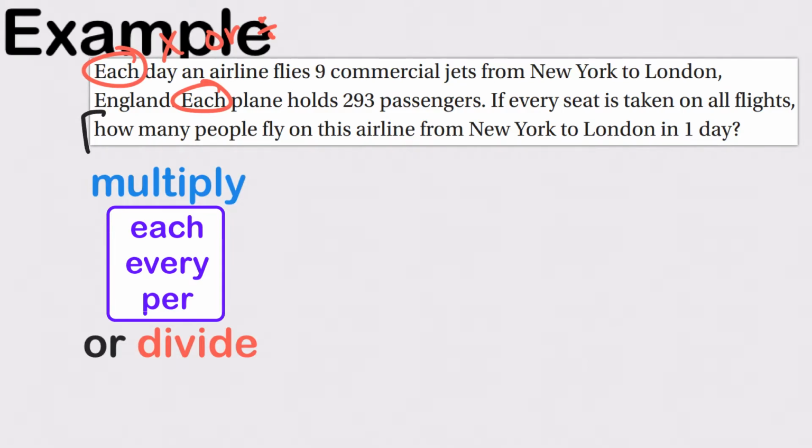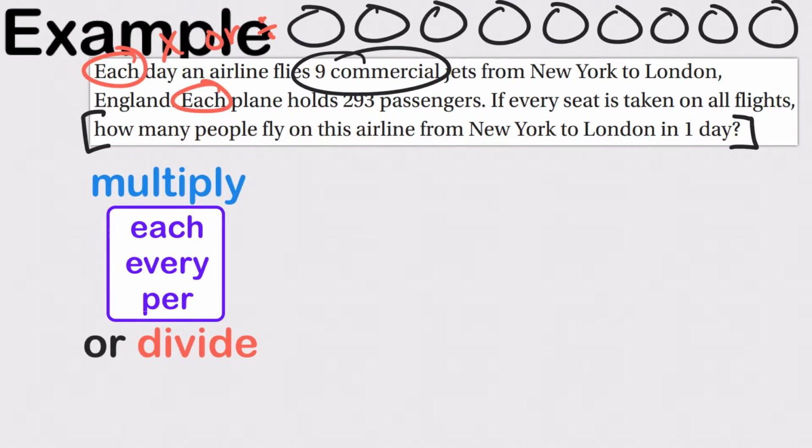We were looking for how many people fly on this airline in one day. Well, we know that there are 9 commercial jets, so there's 9 airplanes. So I drew 9 airplanes, and we know that each airplane holds 293 passengers. So now my picture shows how many people flew from New York to London. All of these people did. They all got on the airplanes and they all flew there.